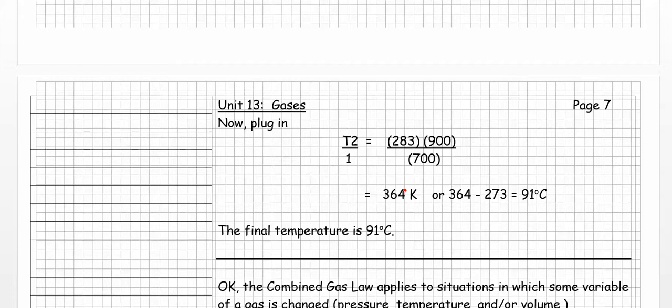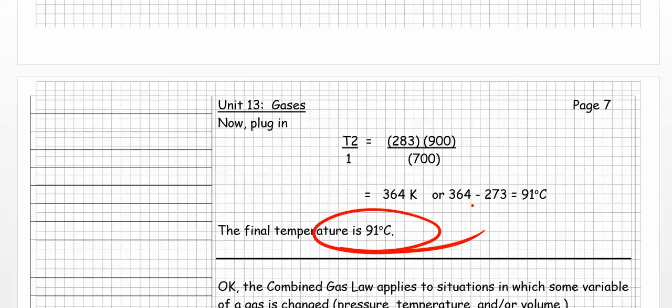363.857, and so on. I'm going to round off to 3 significant digits. We're going to call it 364 Kelvin. Now, what if they say, well, we want it in Celsius? Okay, subtract 273 from that. When you do that, you get 91 degrees Celsius. So the final temperature, the T2 we were looking for, is 91 degrees Celsius.